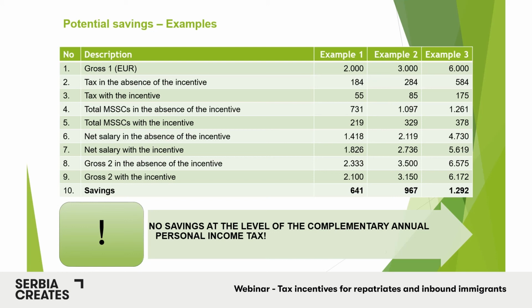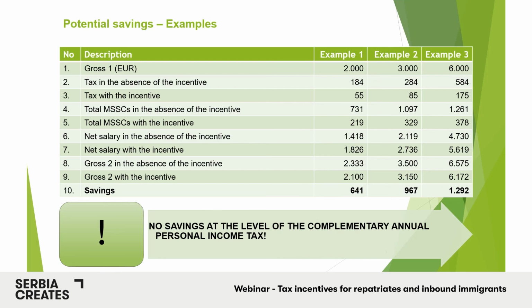So when calculating the basis for the complementary personal annual income tax, what you will take into account is not the taxable salary, not the basis for which you calculated salary tax under the incentive, but the full amount of the salary which you generated. So no savings can be made at the level of the complementary annual personal income tax. Why do I say this is a negative? Well, still the tax burden is extremely beneficial, but under the initial proposal, which was developed, the incentive was granted at the level of the annual personal income tax as well. So there is some space for improving this incentive further.